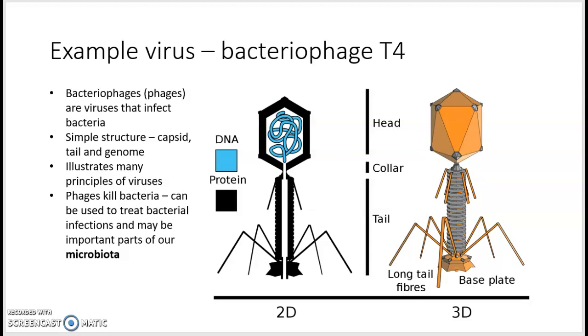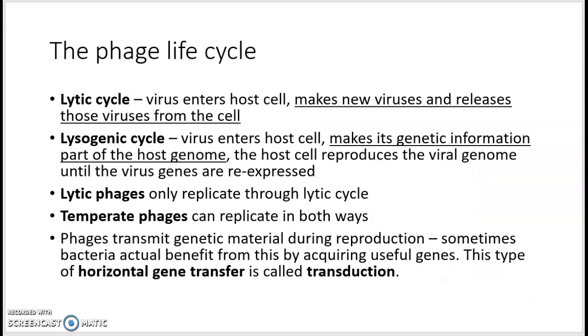One, because phages kill bacteria, and so they can potentially be used to treat bacterial infections. They also probably play a really important part in our microbiota by affecting the bacteria that live inside of us. So the phage life cycle can happen in 2 different ways. In the lytic cycle, which we will talk about shortly, the virus enters the host cell and makes new viruses, and releases those viruses from the cell.